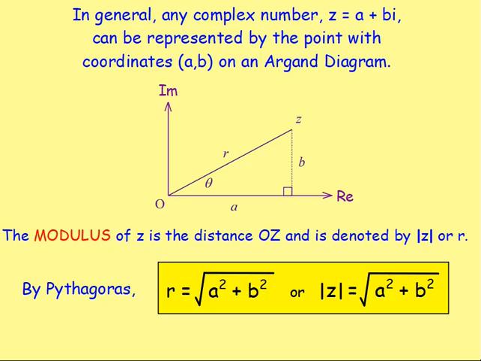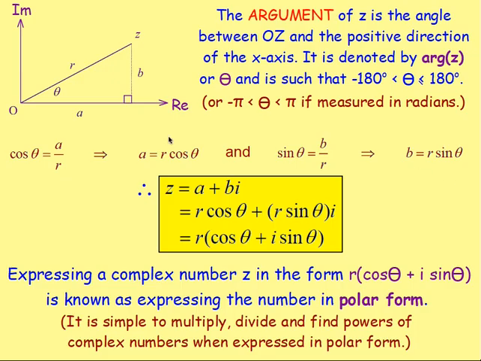The argument of z is the angle that z makes, the line OZ makes, with the positive direction of the x-axis. When you are working this out, you'll have your x and your y-axis, or the real and the imaginary, and the argument will go from 0 round to 180, and then from 0 round to negative 180. So really it goes between 180 and negative 180, or pi and negative pi, as it says here.